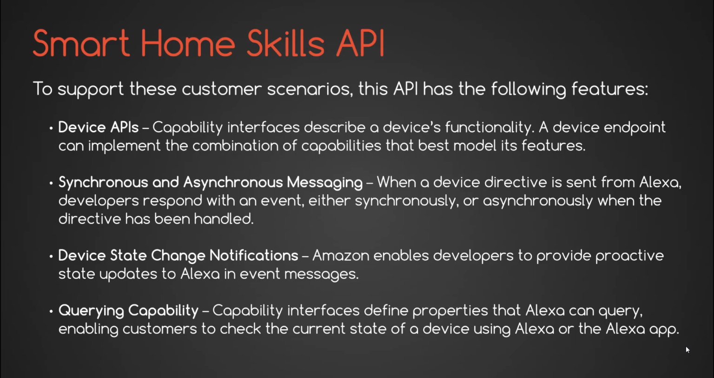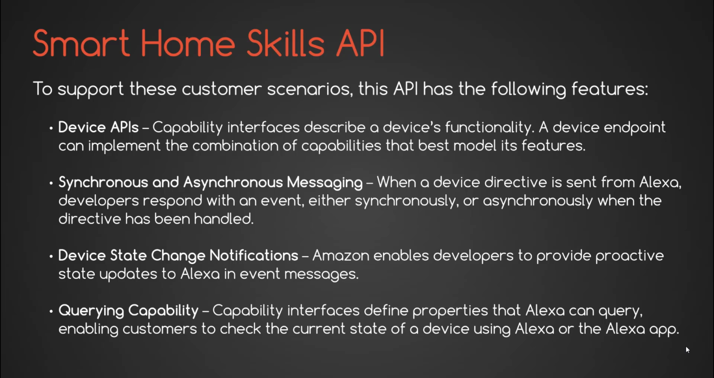The question you might ask yourself when you're getting started with this is, what capabilities does the API provide? Well, the Smart Home skill category is broken down into 4 broad areas. The first is the Device API, which gives the capability to interface with a device's functionality. It basically is a device endpoint that implements the combination of capabilities that best fits the model and its corresponding features. The other thing is the way that information is exchanged.